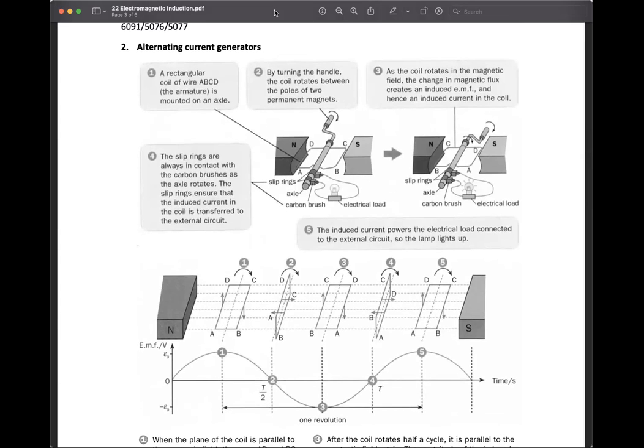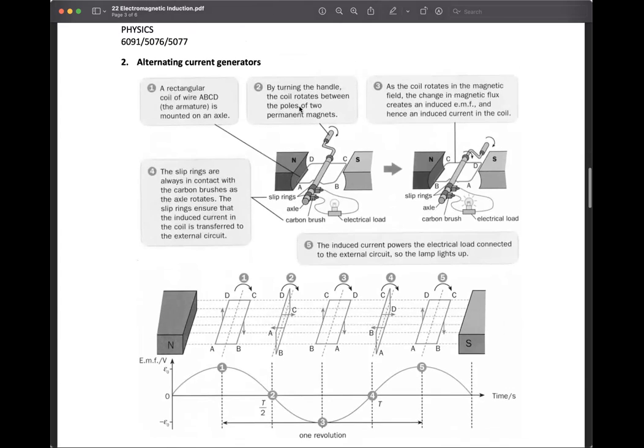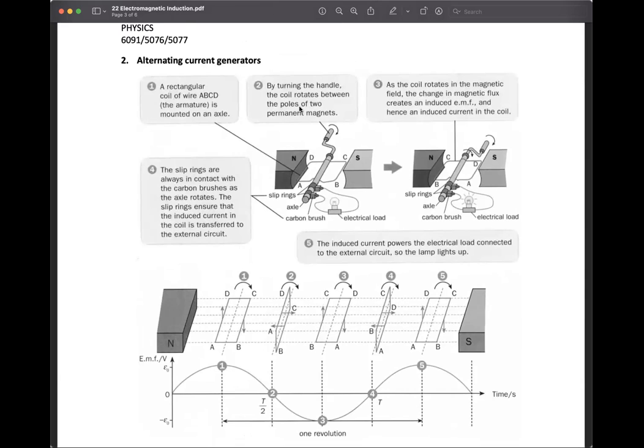Okay, you'll hold for a while. Okay, so what is an alternating current generator? Okay, you'll pause for a while.